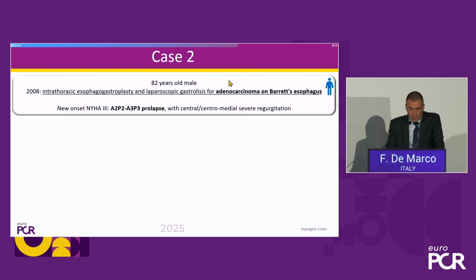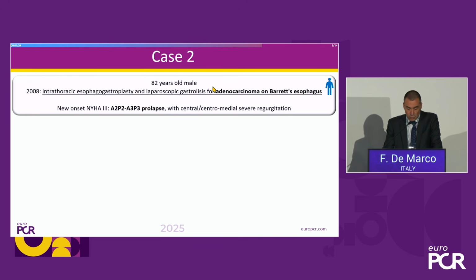This other case instead is guided purely by eyes, so no transthoracic echo used during the procedure. The patient is an 82-year-old male. In 2008, he underwent a complex esophageal surgery and gastric surgery for an adenocarcinoma with Barrett's esophagus.